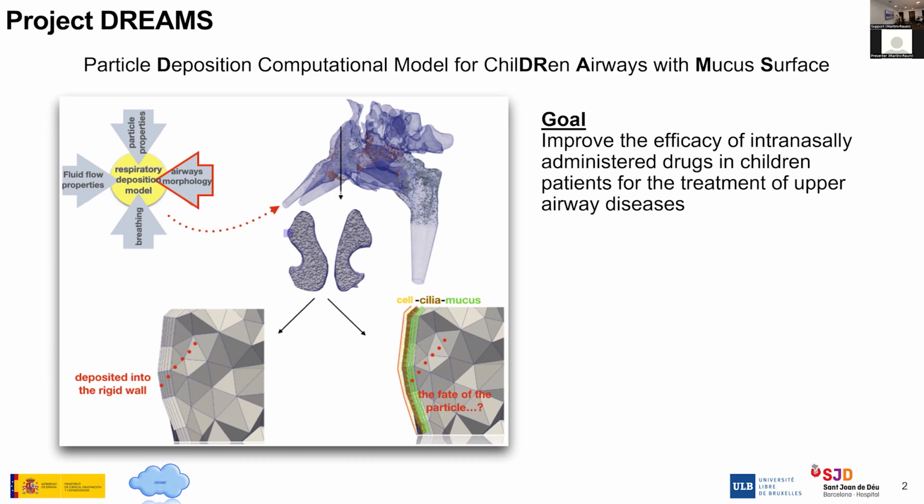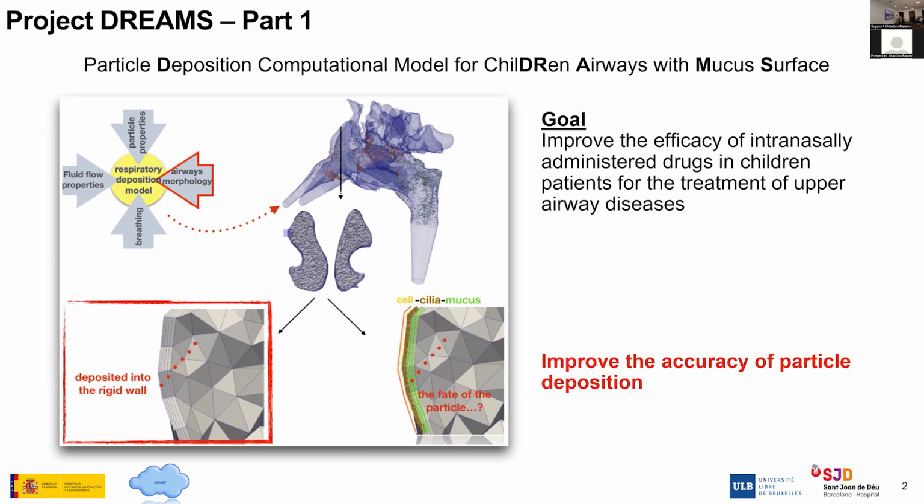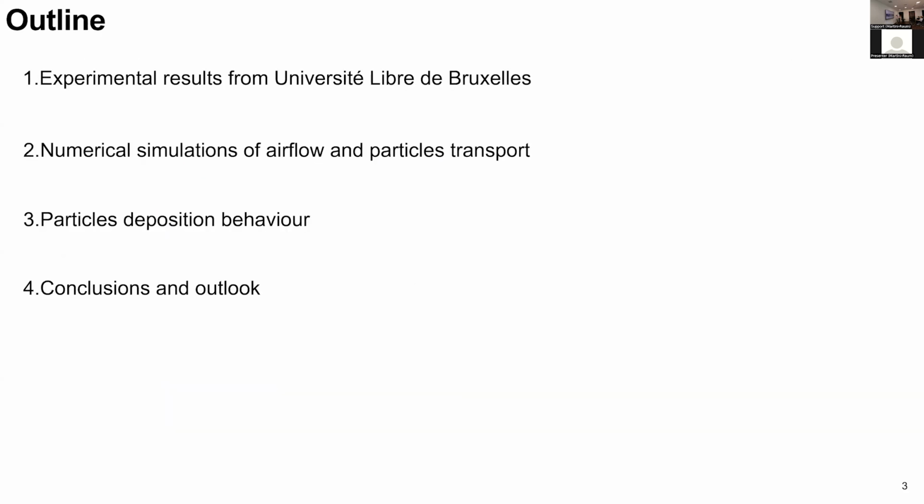The project splits in two parts, and today we're going to focus on the first part, whose aim is to improve the accuracy of particle deposition. Now, here's the outline of the presentation. First, I will go through the experimental results obtained by our collaborators at the Université Libre de Bruxelles. Then I will go through the numerical framework we use for our simulations of airflow and particle transport. I will delve into the particle deposition behavior, and at the end, there will be some conclusions and outlook.